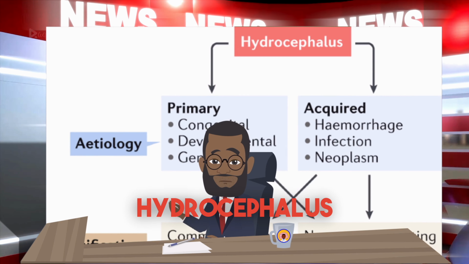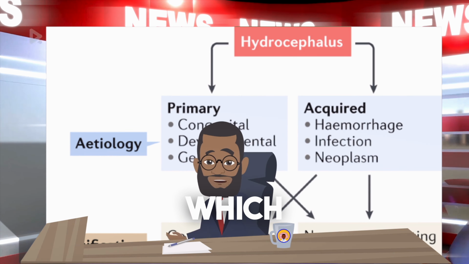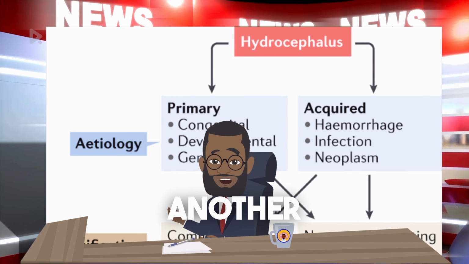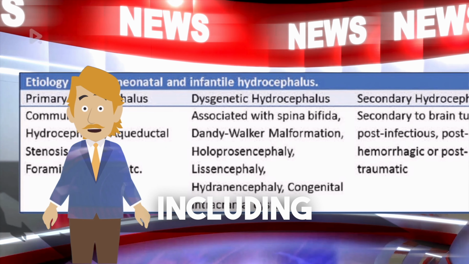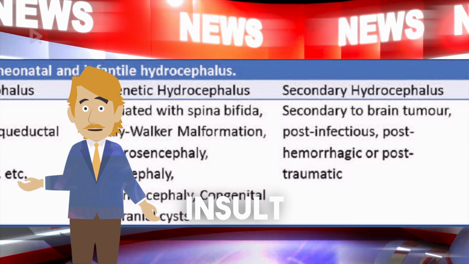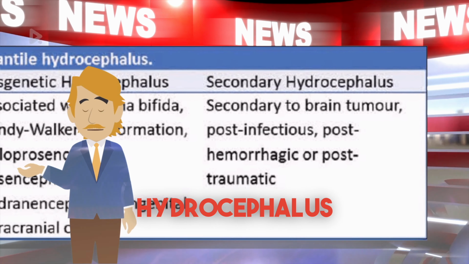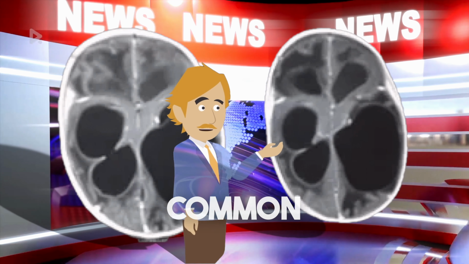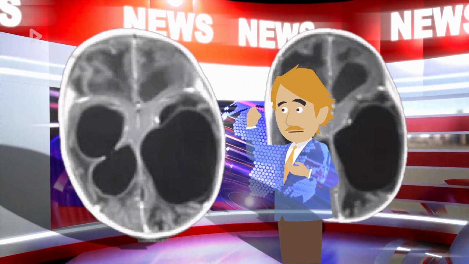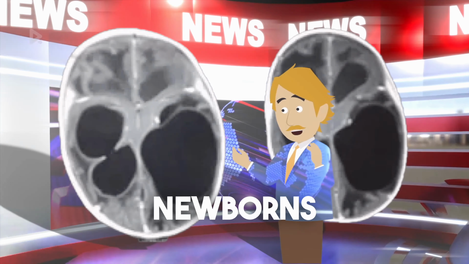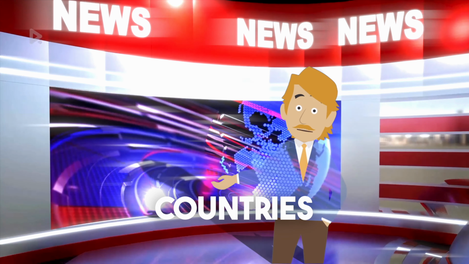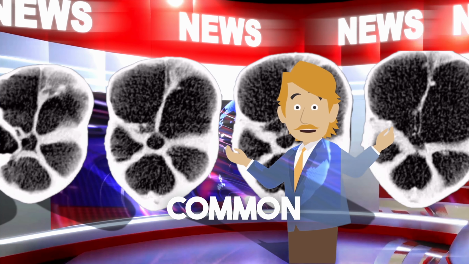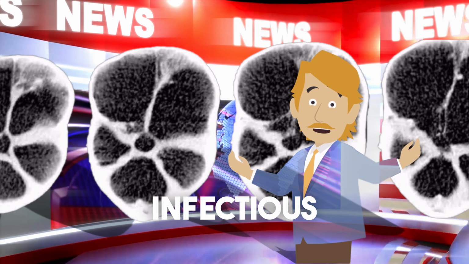Classifications of hydrocephalus are either primary, which can be syndromic or idiopathic, or secondary to another condition. Various factors including infection, hemorrhage, and traumatic insult can cause secondary hydrocephalus. In developed countries, post-hemorrhagic hydrocephalus is the most common cause in pediatric patients, affecting 40% of premature newborns. In developing countries, infections of the central nervous system, such as meningitis, are more common, leading to post-infectious hydrocephalus.